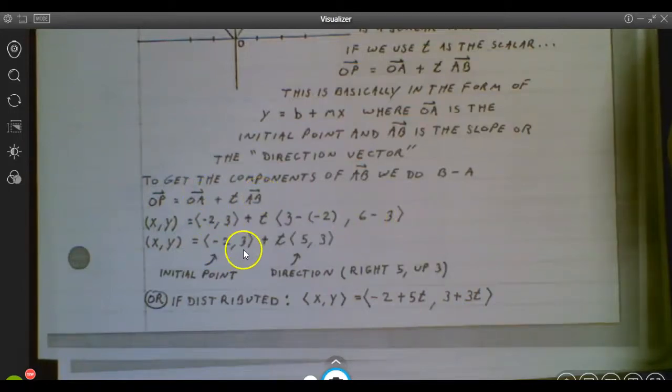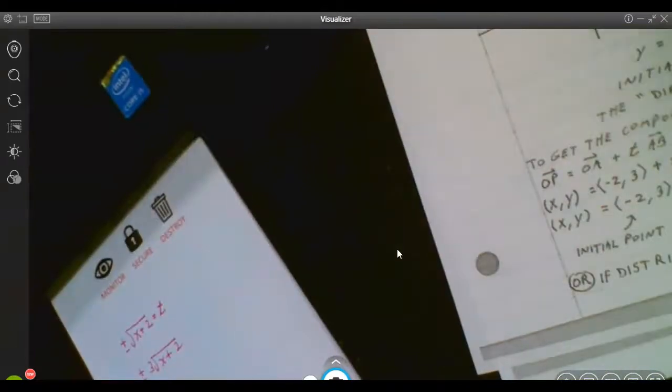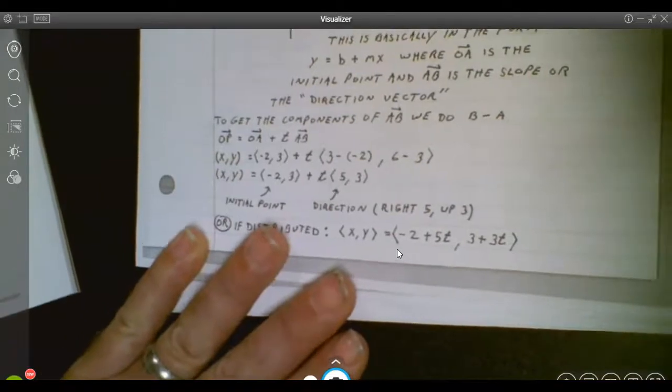Right? So this was my initial point. We now figured out the component form of AB, and that is our direction vector. So again, if you were to start at point A at -2, 3, and you went right 5 and up 3, you would now be on point B. So we have now just identified, basically in slope-intercept form, so it's like y equals mx plus b, the equation of line AB, but in terms of vectors rather than in terms of slope and point.